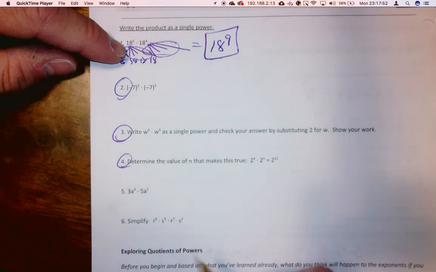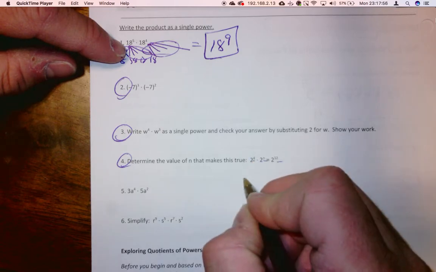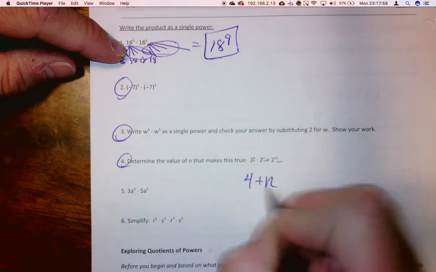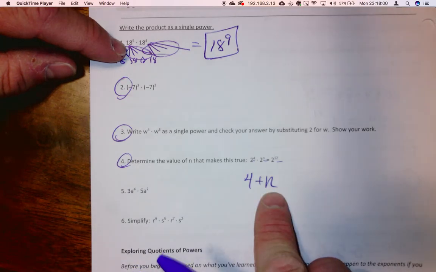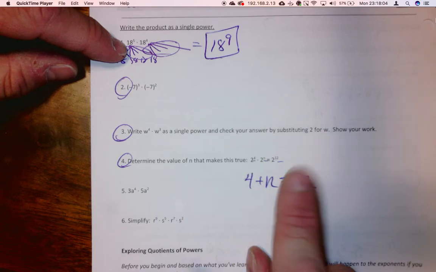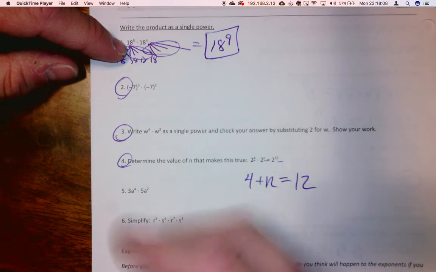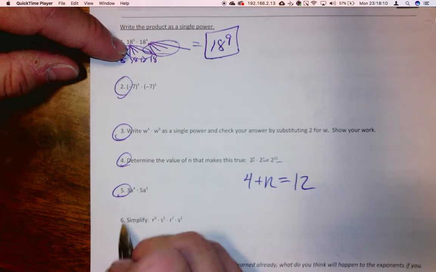Number 4 is a little tricky. Instead of saying the answer is just add and add to get 12, now you need to recognize that you're going to add a number and a letter, a variable together, and the result has to be 12. So 4 plus some number is 12. Well, what is this number? Please find it out. Please do 5, and please do 6.